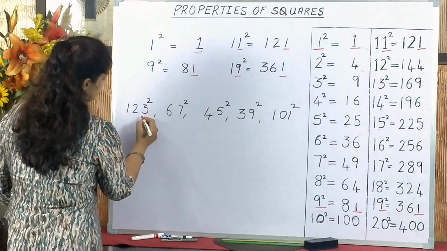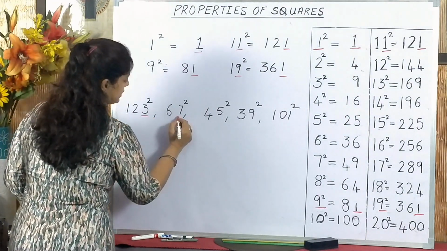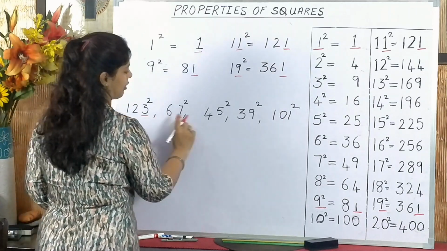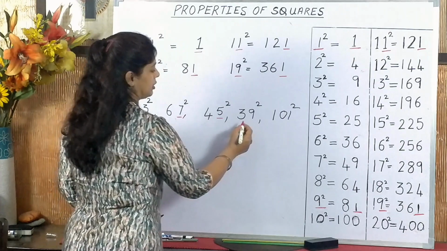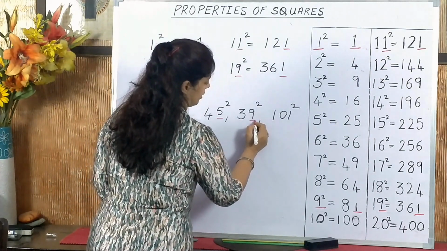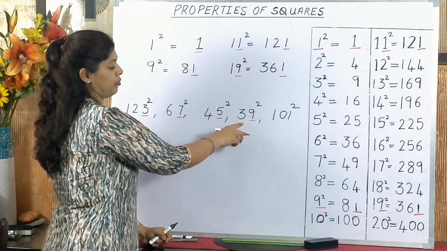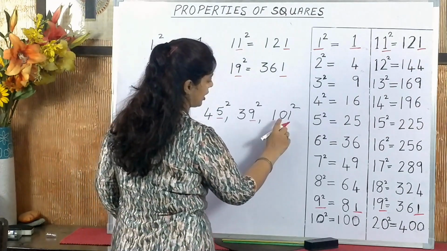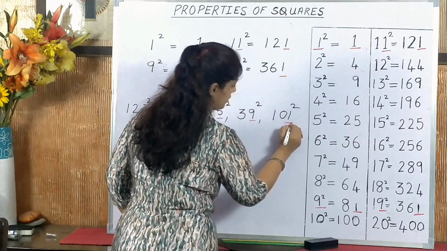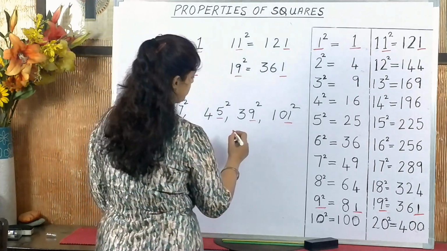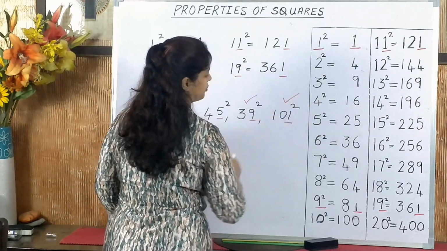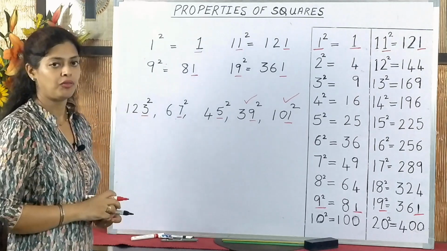So this number ends in 3, this number ends in 7, its square will not have 1, both of them. This number ends in 5, 39 ends in 9. So square of 39 will have a 1 in the units place. Similarly, 101 ends in 1 and square of 101 will also have a 1 in the units place. So these are the two numbers whose squares will have 1 in their units place.